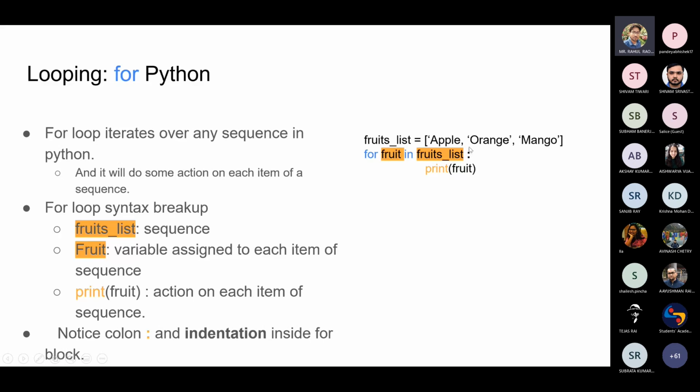So like the if statement, here also we have a colon to denote an indentation or a block, and all the statements of a block are indented by a tab or 4 spaces or 2 spaces. So this is the simple for loop.